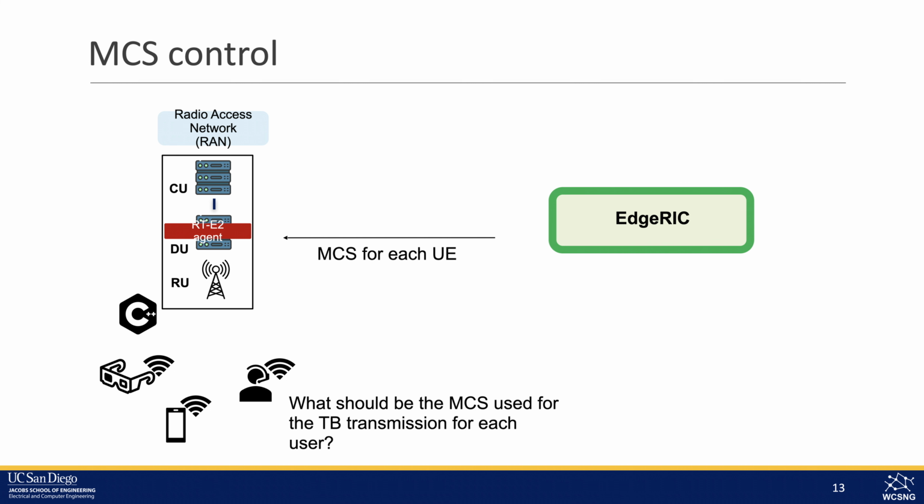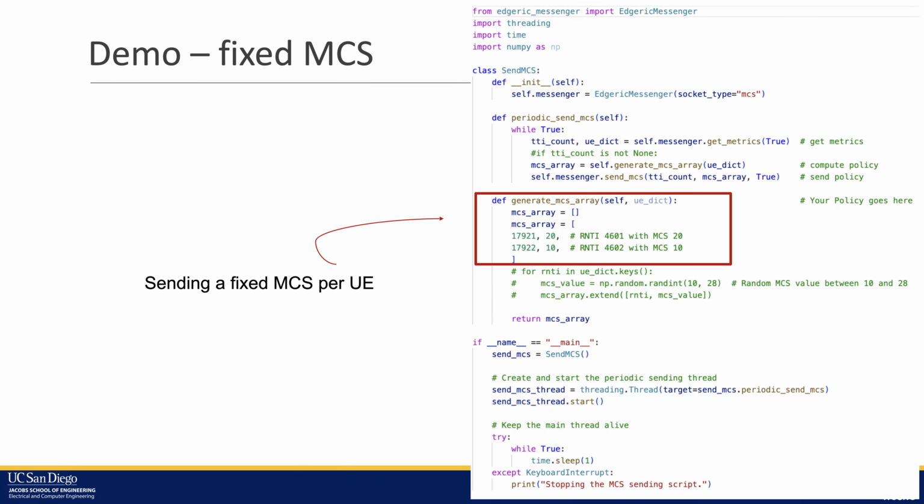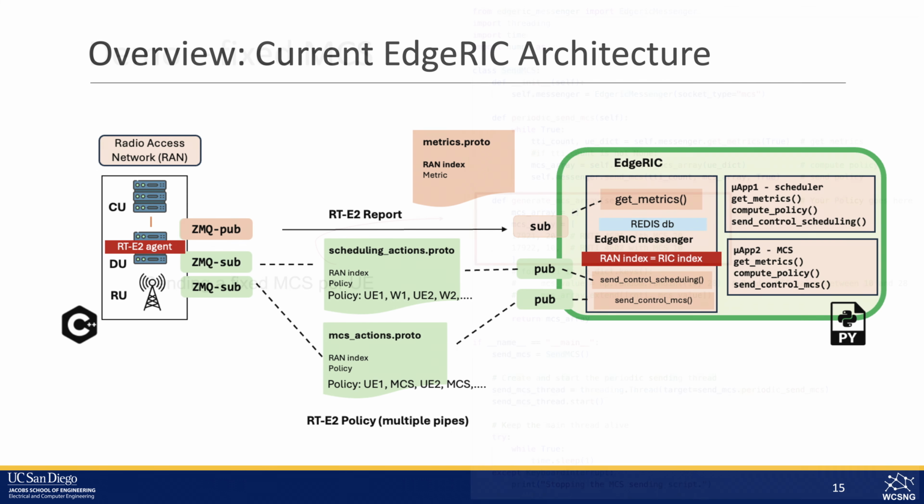Similarly, for MCS control, you are able to send the MCS per UE. Here you can see we were able to... this was all supposed to be part of the demo, really sorry about that. So we are sending an MCS of 20 and an MCS of 10 for each of the two RNTIs here, but this could be based on any of the policies that you take for your MCS or your scheduling decisions. So here's the overview of our current EdgeRIC architecture.